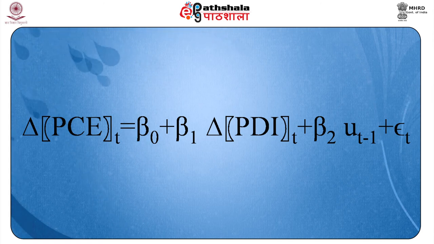Consider the model. Let's say we have delta PCE t equal to beta 0 plus beta 1 into delta PDI t plus beta 2 mu t minus 1 plus epsilon t, where delta as usual denotes the first difference operator, epsilon t is the random error term, and mu t minus 1 is equal to PCE t minus 1 minus beta 1 minus beta 2 PDI t minus 1. That is the 1 period lag value of the error from the co-integrating regression. PDI is nothing but the personal disposable income, and PCE is the personal consumption expenditure. Therefore, the above equation states that delta PCE depends on delta PDI and also on the equilibrium error term.